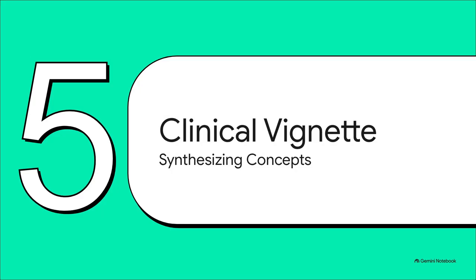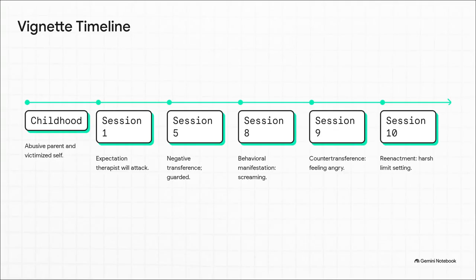Okay, let's tie all of these intrapsychic mechanisms together. We're going to walk through a comprehensive clinical vignette to see exactly how this plays out in real time. Let's trace this chronologically. We start in childhood with a borderline patient whose developmental origin involves an abusive parent and a victimized self. Fast forward to session 1. The patient sits down, and they already have the implicit expectation that you, the therapist, are eventually going to attack them. By session 5, this expectation has hardened into negative transference.